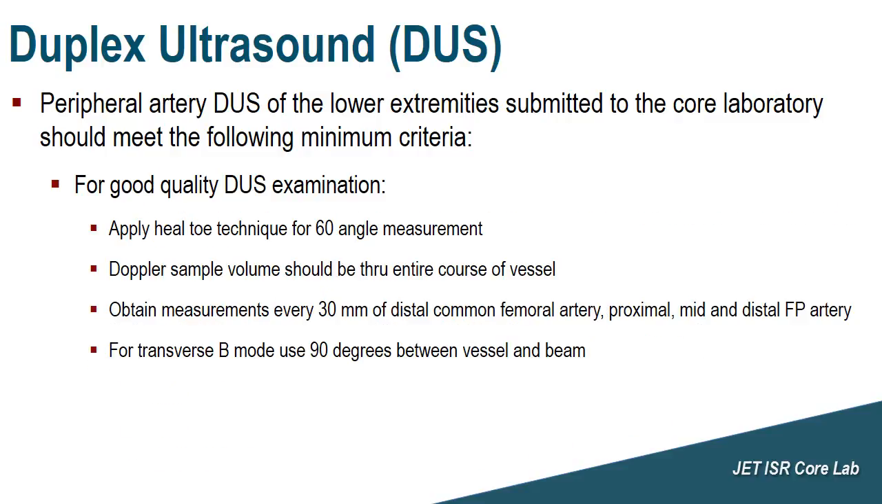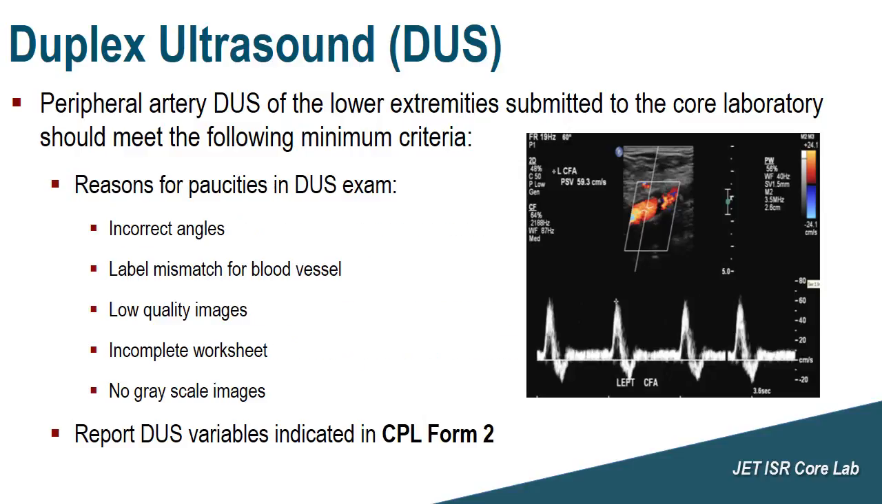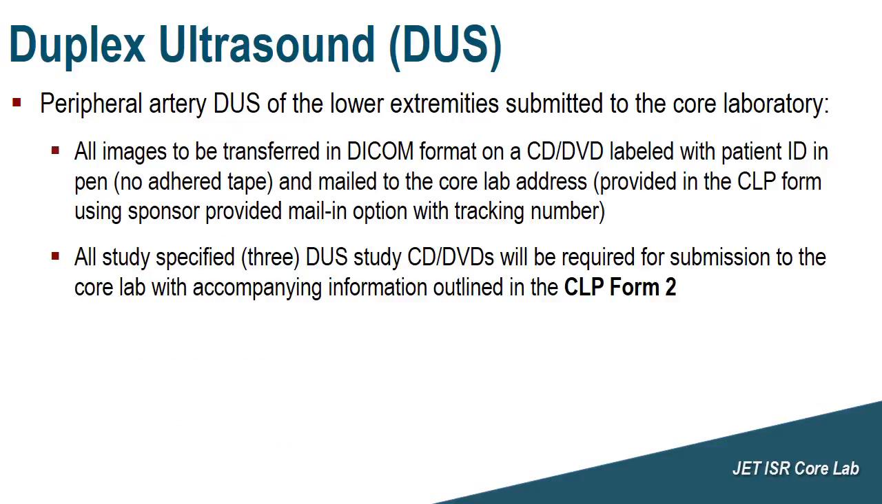For a good quality DUS examination, apply heel-to-toe for the 60-degree angle measurement. The Doppler sample volume should be moved through the entire course of the vessel. Obtain measurements at short distances. Again, I ask you to refer to the CLP form. This is just for guidance, and for transverse B mode, use 90 degrees between vessel and the beam. Some of the common mistakes associated with the DUS examination are mentioned here: incorrect angulation, mismatching of blood vessels with labeling, low quality images, incomplete worksheet, and no grayscale image. All can confuse the core lab and make the study not usable.